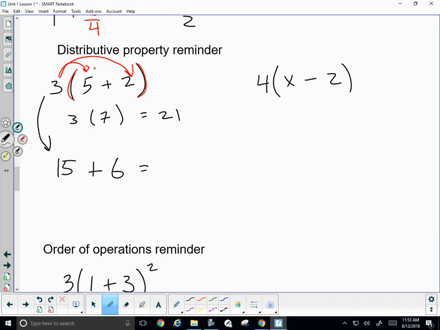Well, if we notice, 5 plus 2, which is 7, times 3 is 21. 15 plus 6 is also 21. We get the same answer. I could have done things either way.